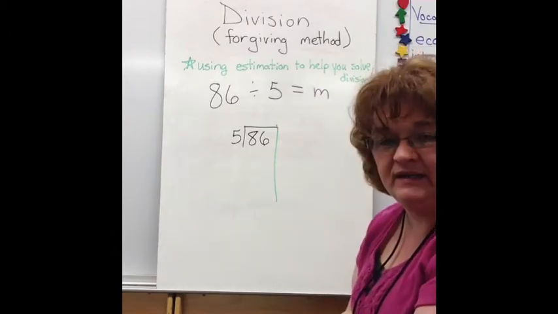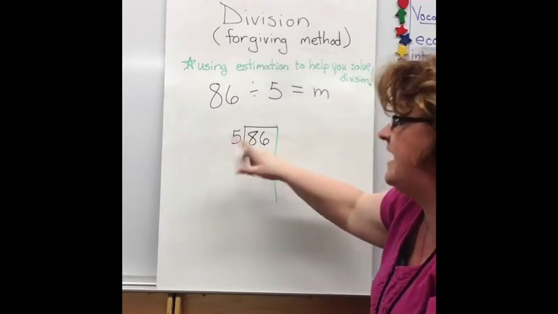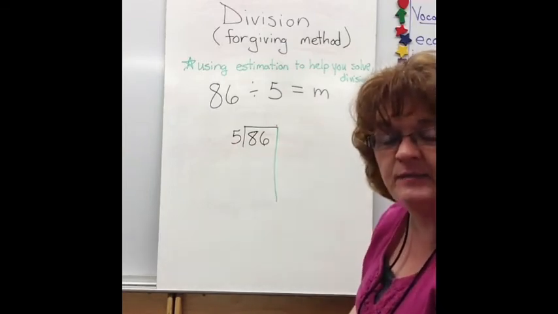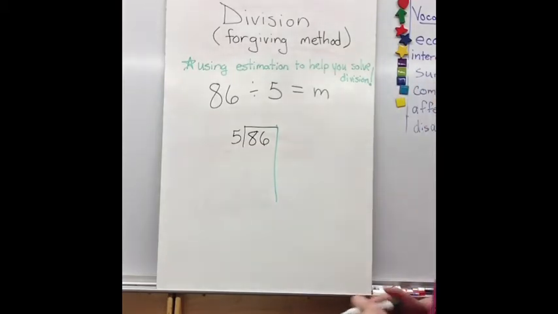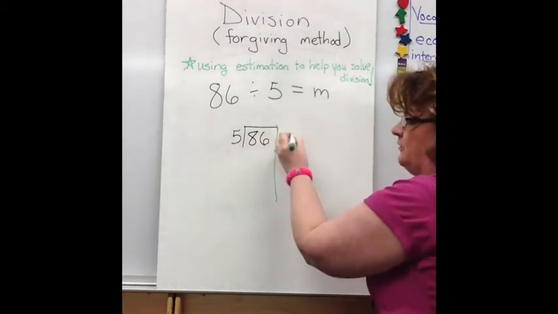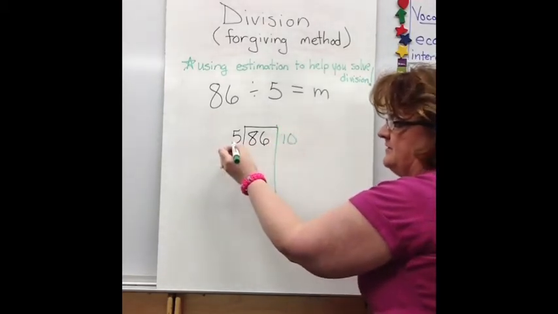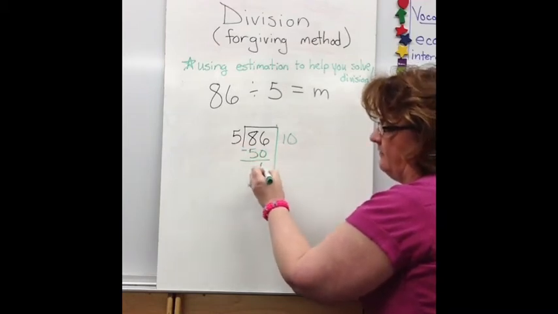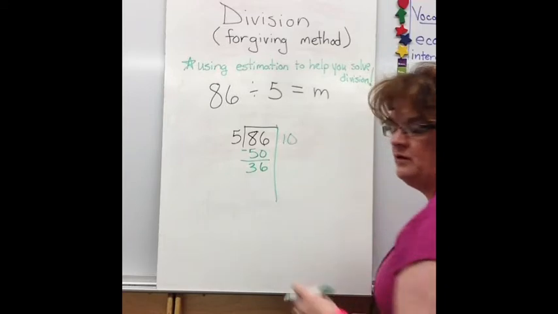So I immediately think that I know that, well, 5 times 10 is 50. Now that's not up to 86, but I do know that 5 times 10 is 50. So I'm going to put a 10 over here. 5 times 10 is 50. I'm going to subtract that 50 from the 86, and I end up with 36.